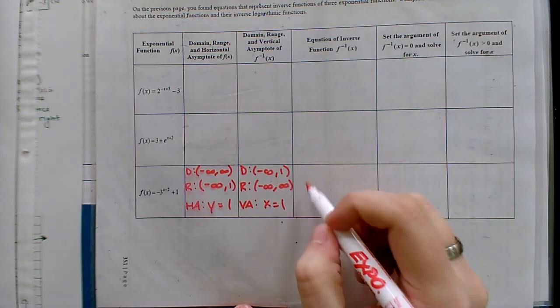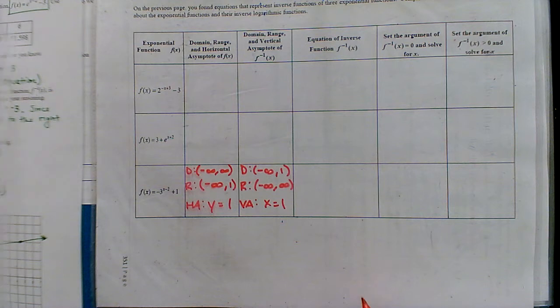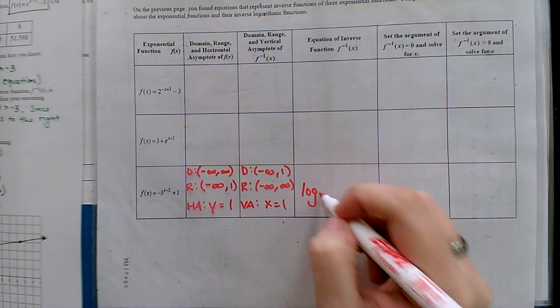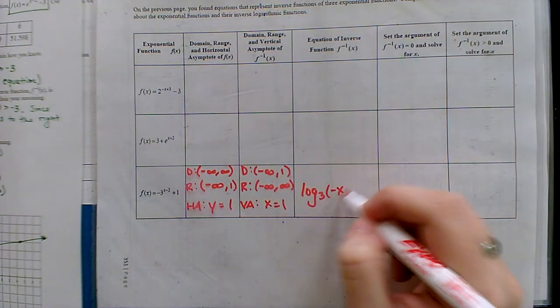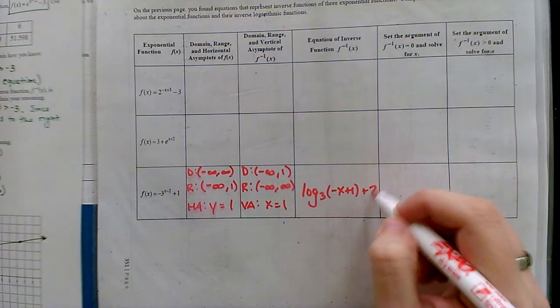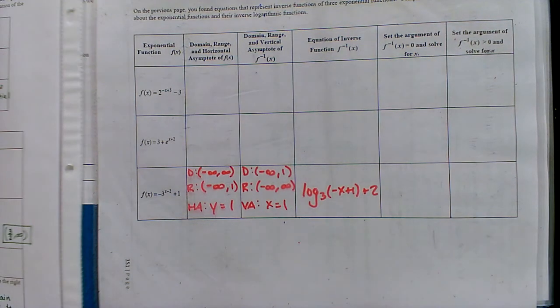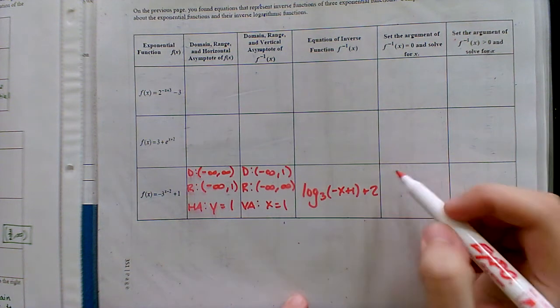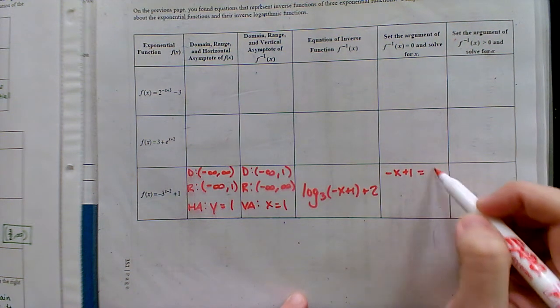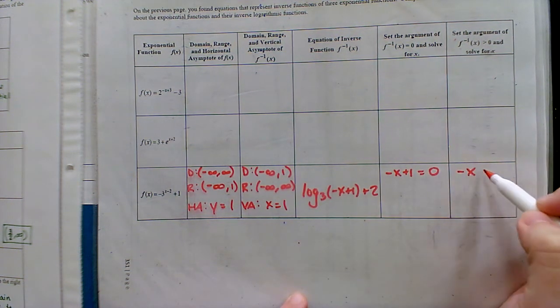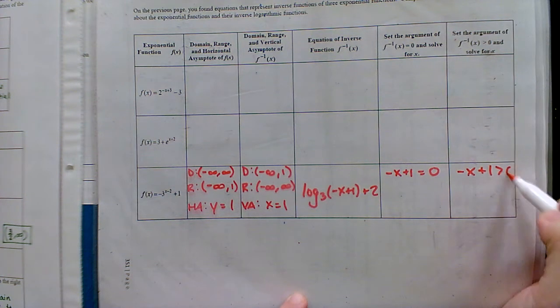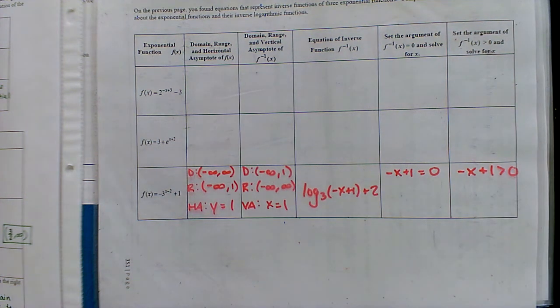All right, so from the previous page, the equation was log base 3, argument negative x plus 1, and then we had a plus 2 on the outside. Okay, so that was just copying down from the previous page. The last two columns, we want to analyze this argument a little further. We want to see when does it equal 0 and when is it greater than 0. Remember, we cannot have a negative argument or 0 argument. So we're trying to figure out here, when is it positive? What x values can we plug in?